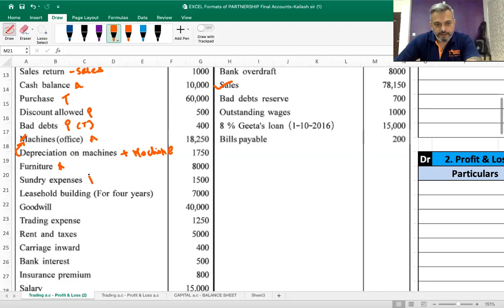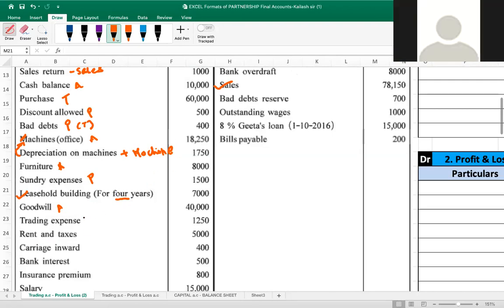asset, sundry expense, profit and loss, leasehold building. But in the bracket it is given for 4 years. It means it is a hidden adjustment. So we need to give the effects. So leasehold building tick कर दो. 4 साल का 7,000 तो 1 year का कितना? That much we have to write off. Goodwill, asset, trading expense. Can you tell me trading expense will go where? Trading account or profit and loss account?